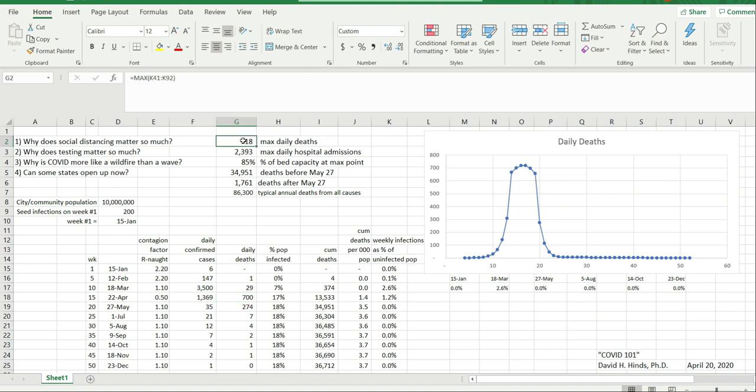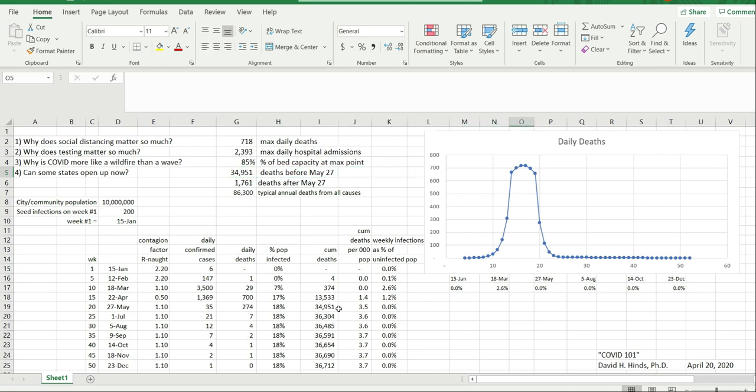The maximum daily deaths, according to my model, would be 718. And that's roughly where New York City has been running, starting to come down. This shows 85% of their bed capacity at that maximum point being used. And it does show that by the time we get to May 27th, there may be somewhere in the range of 35,000 deaths in New York City. Now, it may not be that much, but the model is showing that.